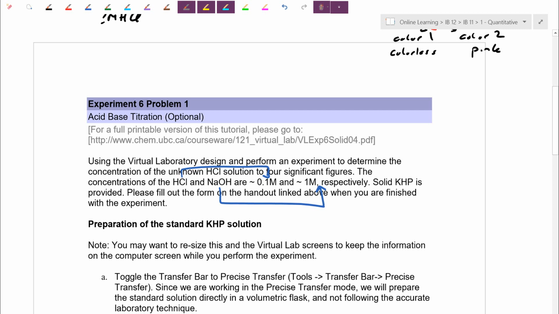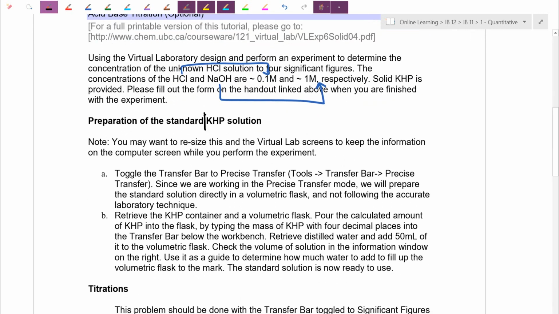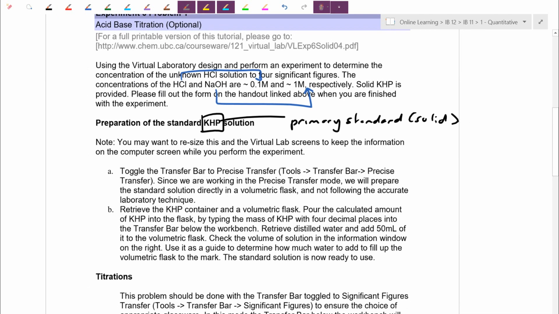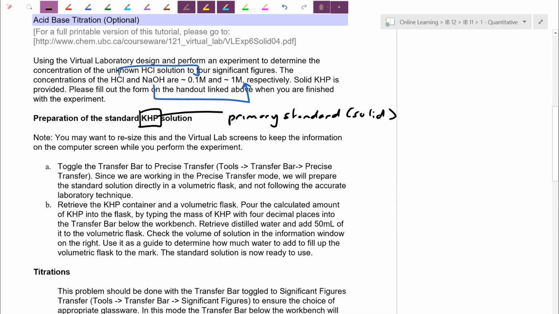So let me draft out how this is going to look, and I'm going to demonstrate it for you on the virtual lab. We're going to start off with a primary standard. There's some language here that you might want to note down. A primary standard, I think of it as a solid. And what's so special about a primary standard? A primary standard is something that is very, very pure. It's very, very unreactive. So if you leave it exposed to the atmosphere, it doesn't react with water, absorb carbon dioxide, or anything like that.